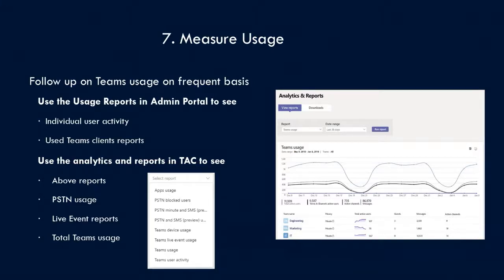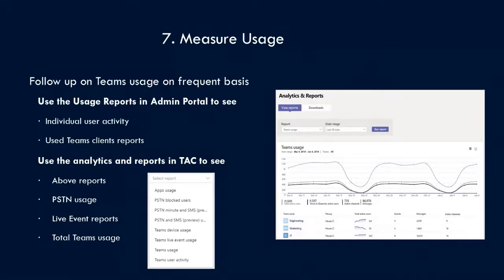It often takes a while for users to change their way of working, but after a while, it sticks. You can find a few reports in the usage reports section in the admin portal. These, as well as a few others, can also be found in Teams Admin Center under Analytics and Reports. This includes usage activity on a user level, which Teams clients users are logging into, PSTN usage and live event usage, for example, and the total activity in Microsoft Teams.